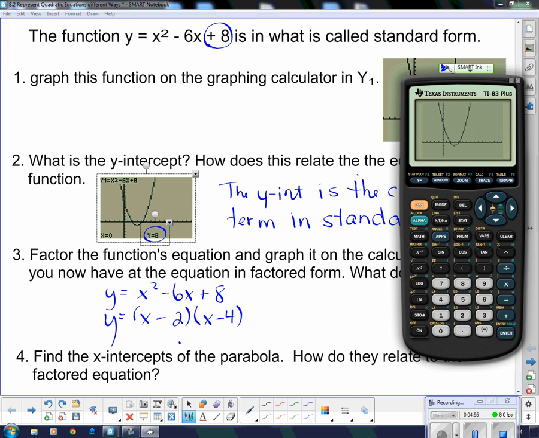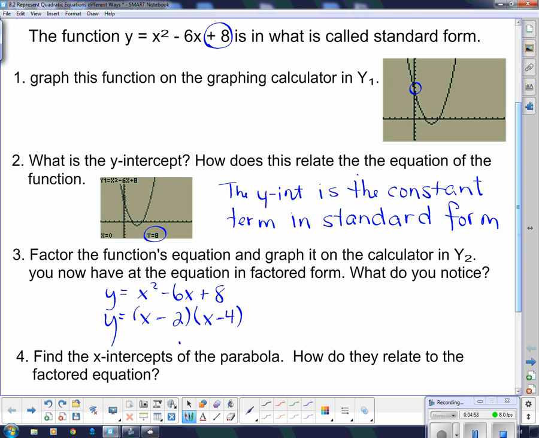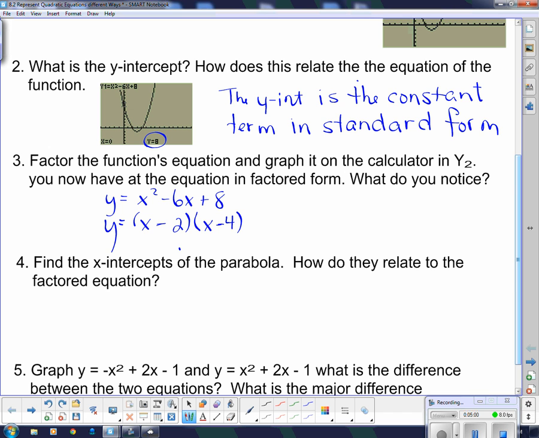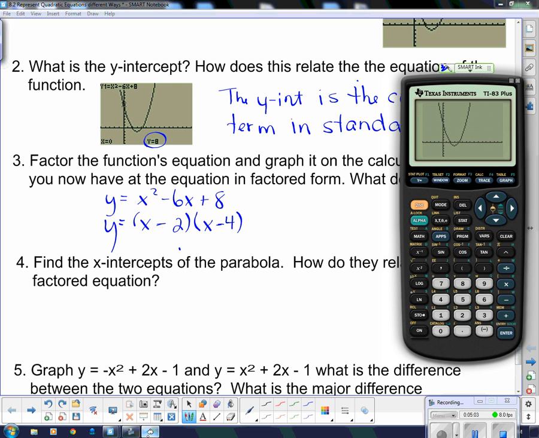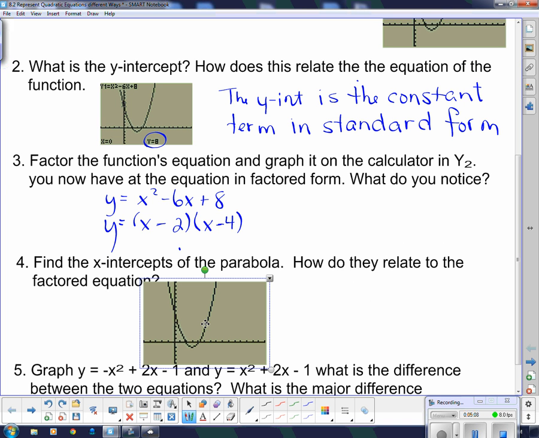Now, the next one here, number 4, and you've got that on your sheet too. Number 4 asks us to find the x-intercepts of this parabola. Here's the x-intercept. There's one there and one there. And that looks like 2 and 4. So the x-intercepts are at x equals 2 and x equals 4. And how do they relate to the factored equation? Well, they are the constants in the brackets.